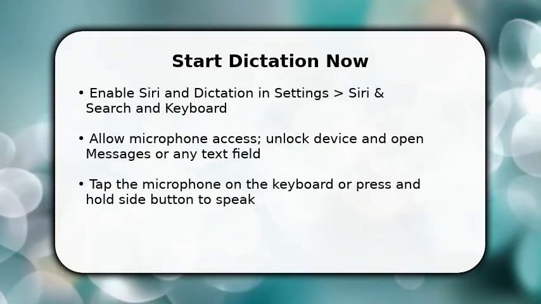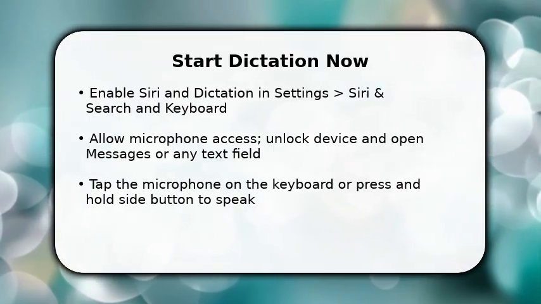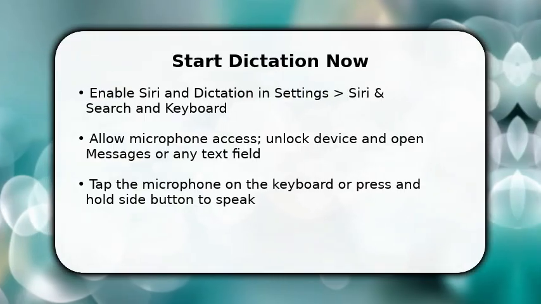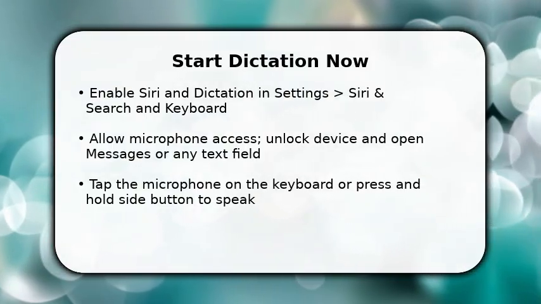You already set up basic permissions. Now start dictating. Open Messages and tap a conversation. Tap the keyboard's microphone icon or press and hold the side button to invoke dictation.